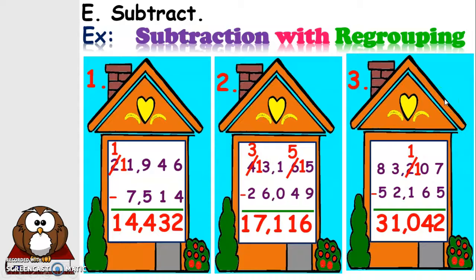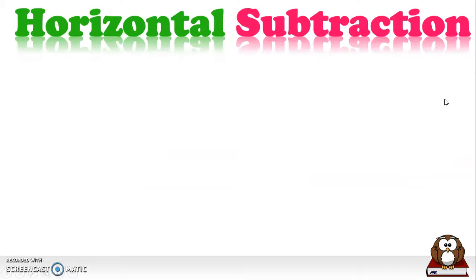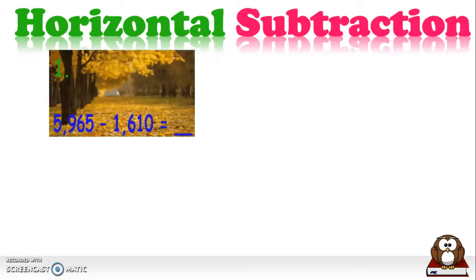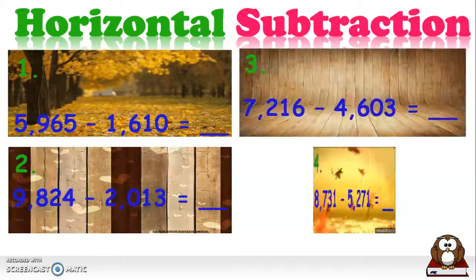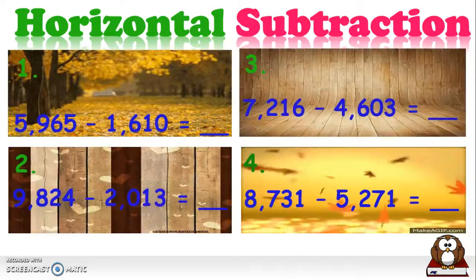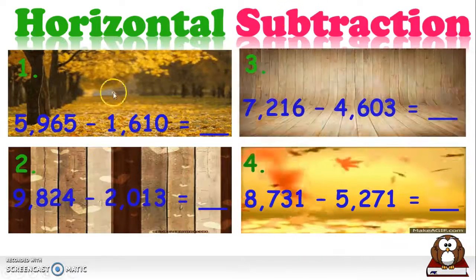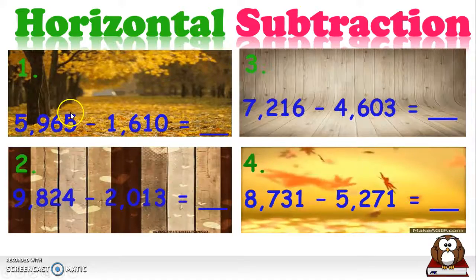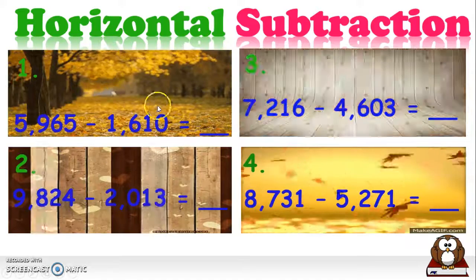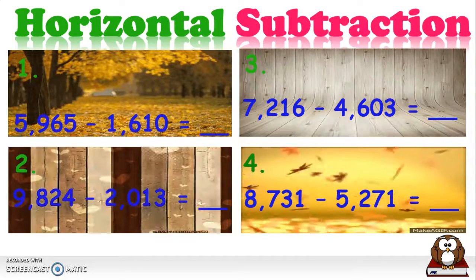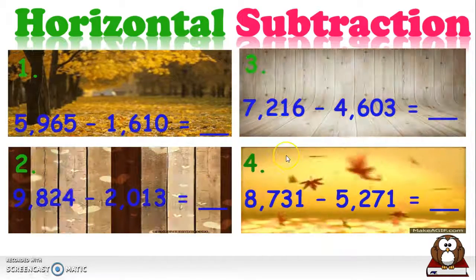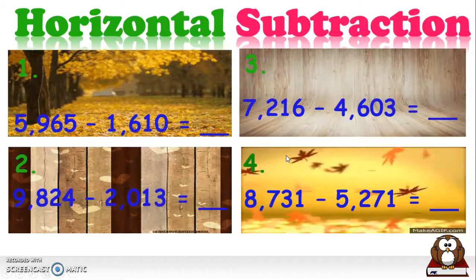Now let's go to the last part. For the last part, we're going to have some examples for horizontal subtraction. Now we will try to answer number 1, 2, 3, and 4. Remember that for horizontal subtraction, find the answer by starting to subtract from left going to right and also using the place value of each digit. So let's see the correct answers for this part of our practice.